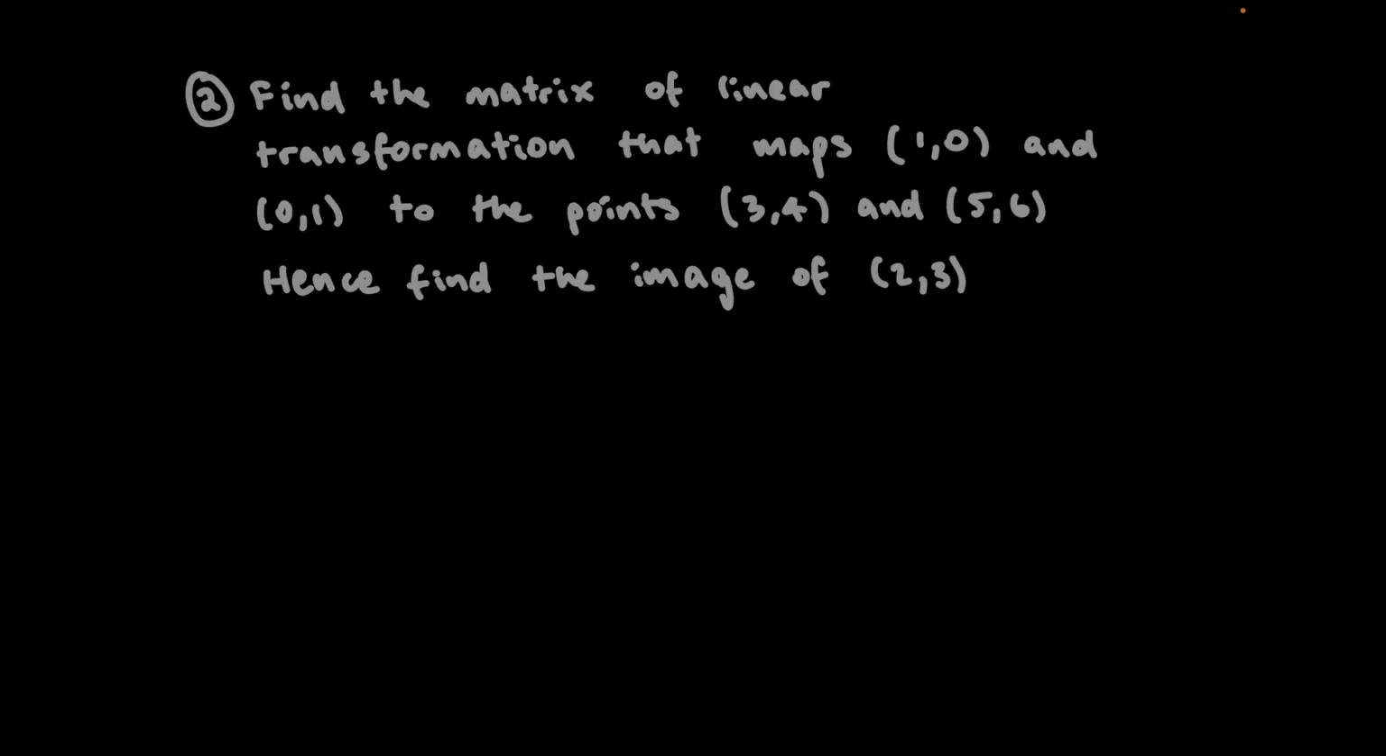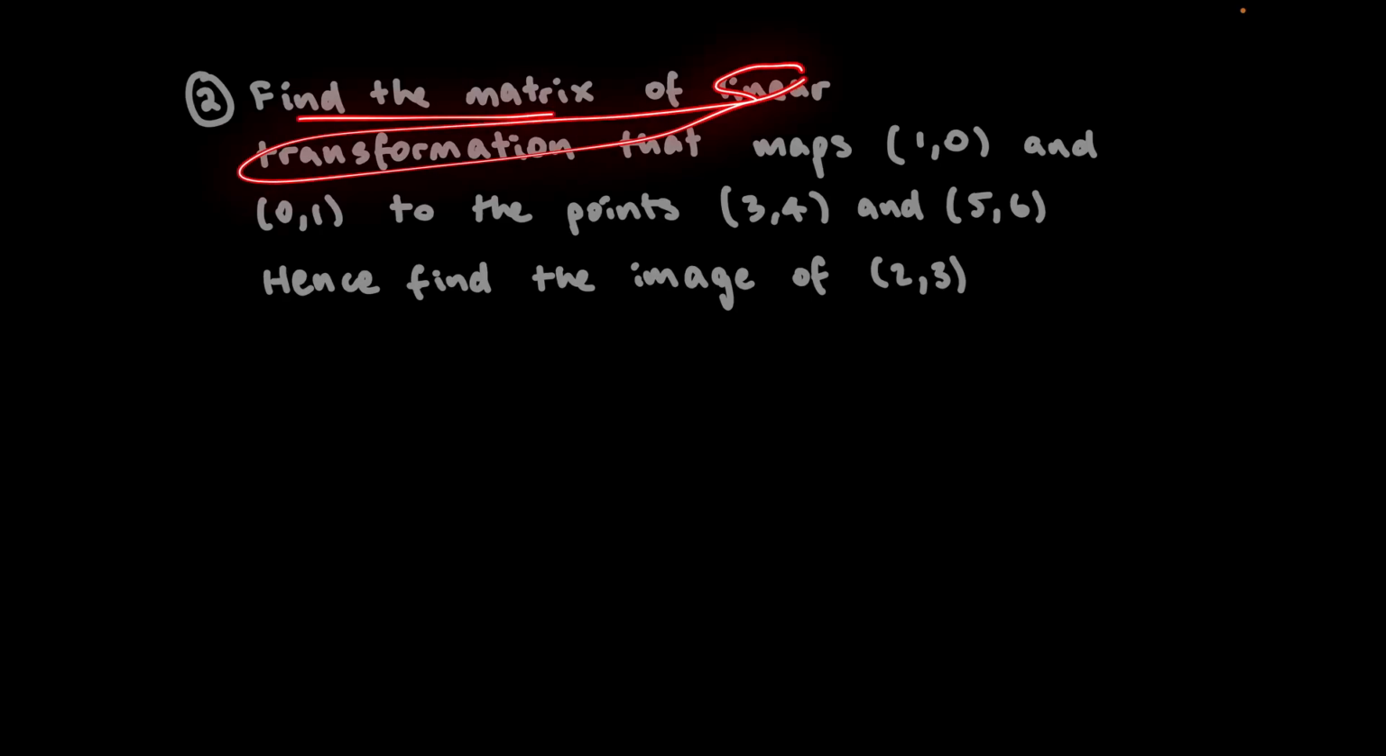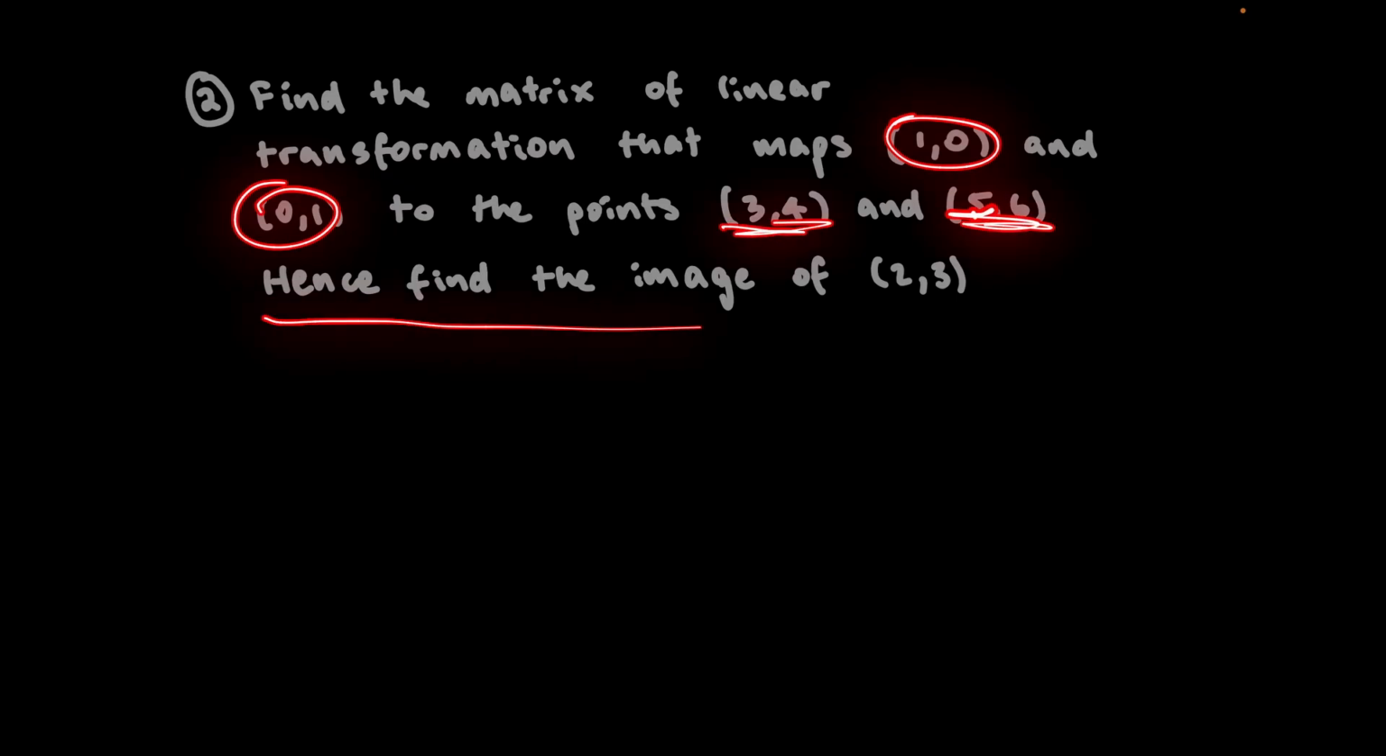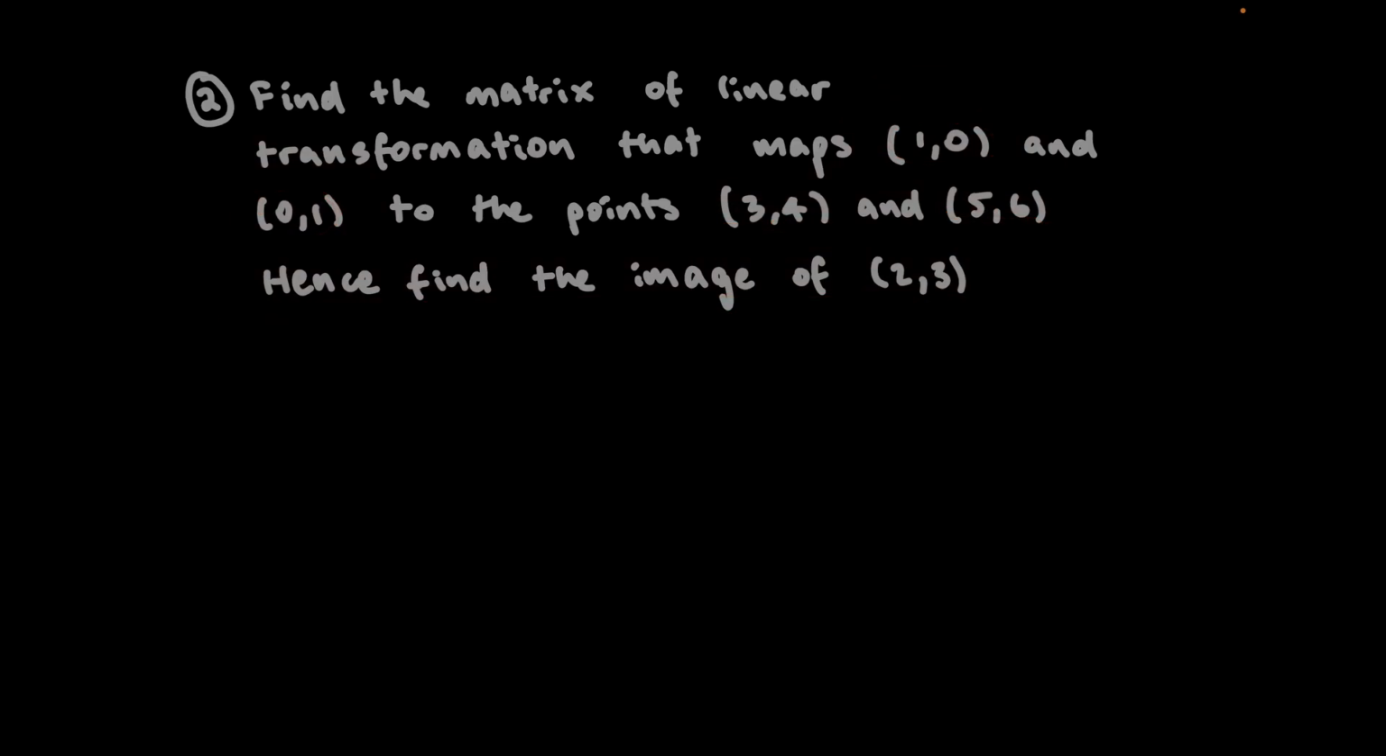This is our next problem here. We have the matrix. We need to find the matrix that has a linear transformation that will map 1, 0, and 0, 1 to these coordinates here respectively. And after doing that, we need to work out what is the image of our new point. So let us first work out what is the transformation matrix.